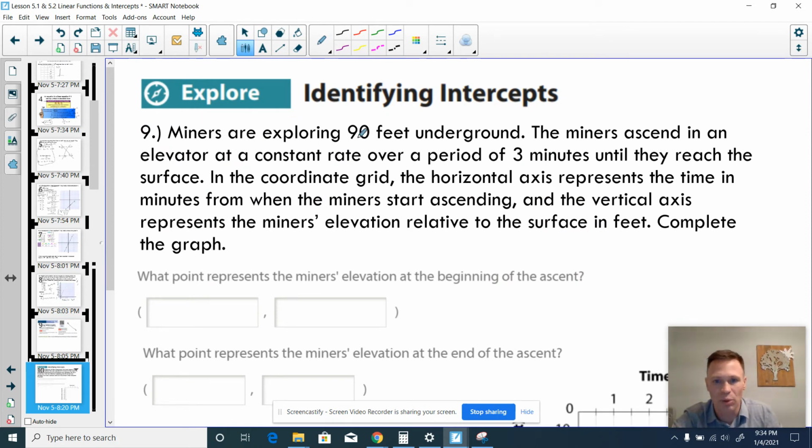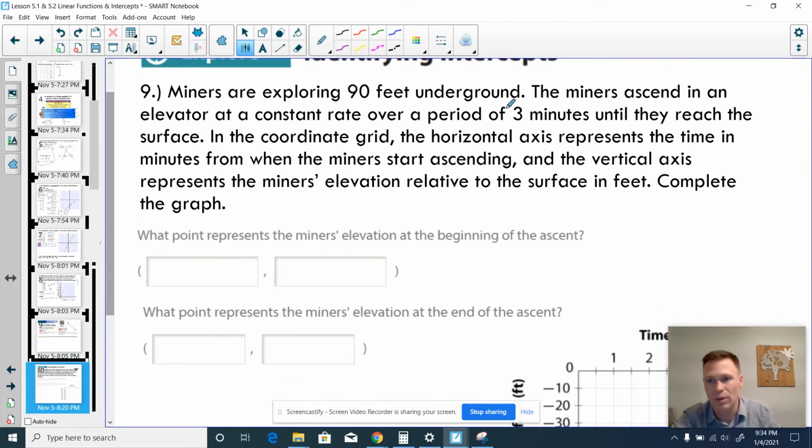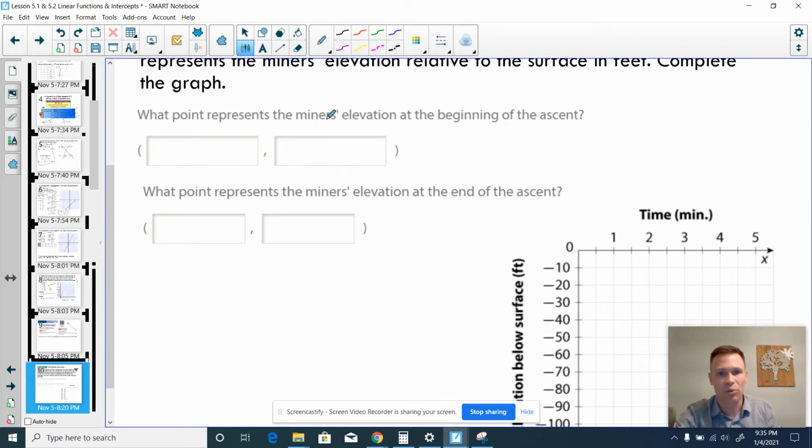All right, first example, example 9. The miners are exploring 90 feet underground. The miners ascend in an elevator at a constant rate over a period of 3 minutes until they reach the surface. In the coordinate grid, the horizontal axis represents the time in minutes from when the miners start ascending, and the vertical axis represents the miner's elevation relative to the surface in feet. So complete the graph. It says, what point represents the miner's elevation at the beginning of the ascent?